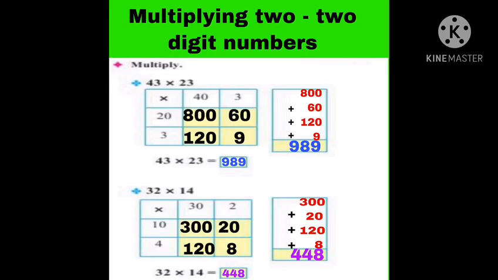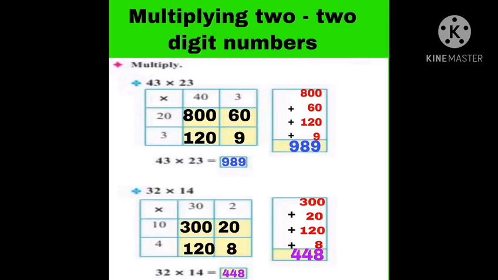Now let's move to the second one. Now you have to multiply with the 3. So 3 40s are 120, and 3 3s are 9. So you got the answers 120 and 9. Now you have to add all these answers you have got, and once you add, you get the answer as 989. That means 43 multiplied by 23 equals 989 is the answer.